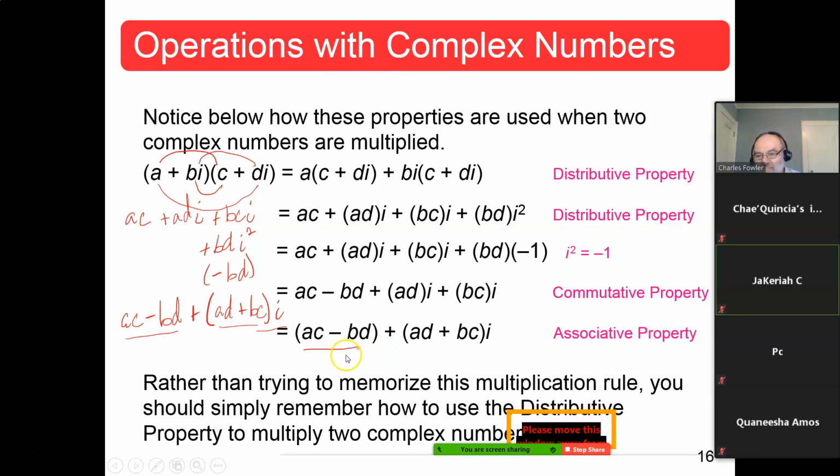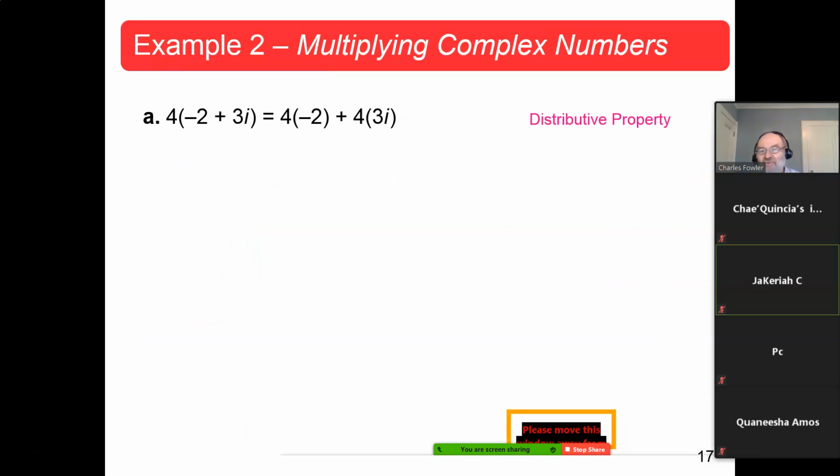Now, don't try to memorize that multiplication rule. That's a waste of your memory, okay? Simply FOIL it. Remember how you use the distributive property to multiply two complex numbers? Don't even mess with that. FOIL it, and it works out. Just remember I squared is minus 1, okay? So let's do this one.